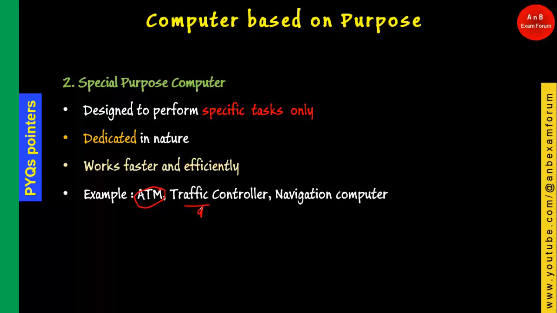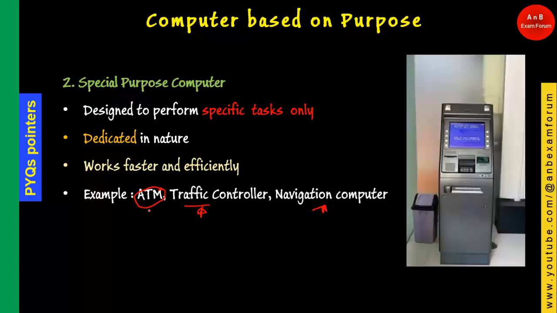And coming to the traffic controller, it manages the traffic, just managing the traffic. It is dedicated in nature. It is not used to surf or to edit, only traffic management. Coming to the navigation computer, like GPS, if you talk about the GPS receiver computer, it does only the navigation part and nothing else. So those are known as special purpose computers, which do only a specific task. In the exam they can ask you what type of computer an ATM is. It is a special purpose computer, and this is an ATM.